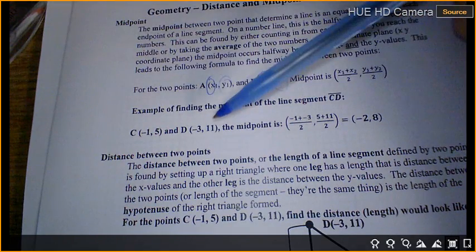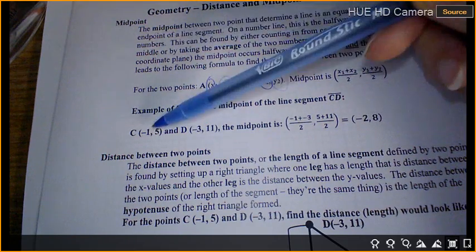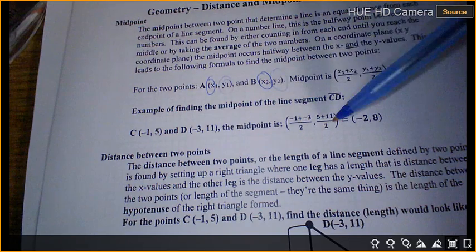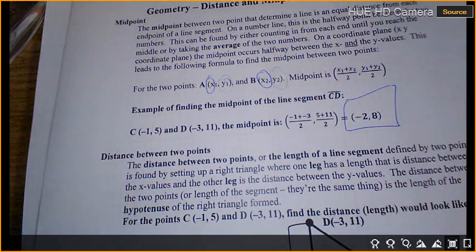-1 plus -3 divided by 2 is -2. 5 plus 11 divided by 2 is 8. A lot of people get weirded out by the midpoint because it gives you a point. Don't put those numbers together. They should be separate. It's a point.